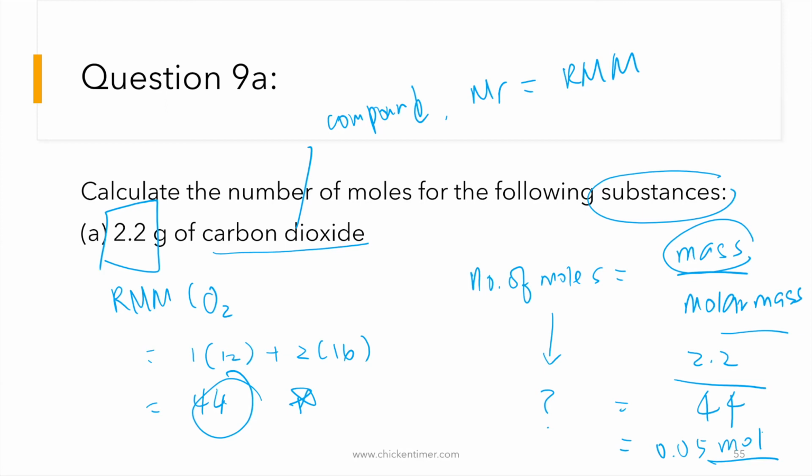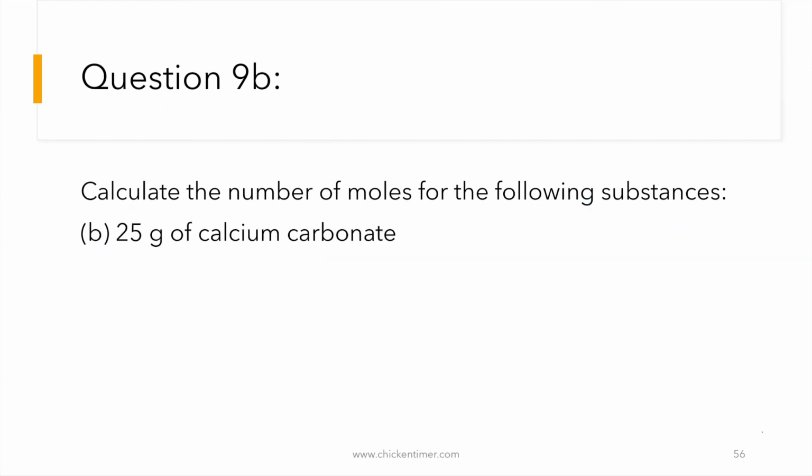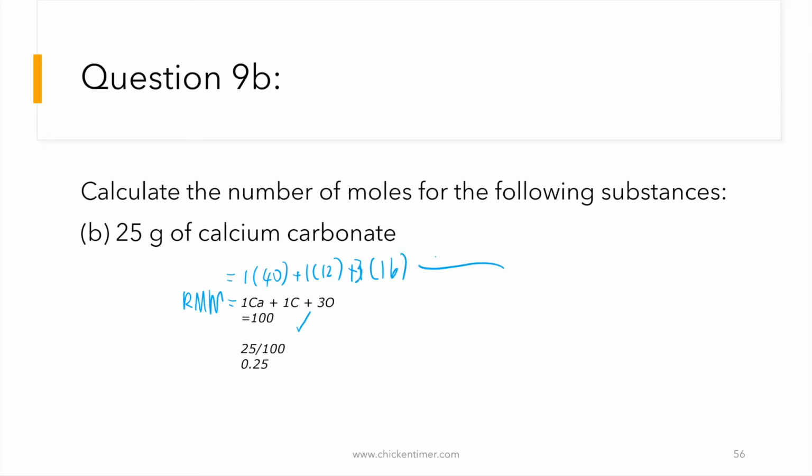Okay? So same as before, I'm going to give you the question and then you will attempt. Please write your steps clearly. So relative molecular mass is equal to 1 calcium plus 1 carbon plus 3 oxygen, equals 100. That means 1 times 40 plus 1 times 12 plus 3 times 16. You show me that 100. You have to show this. Then number of moles is mass over molar mass, so it's 12.25 divided by 100.